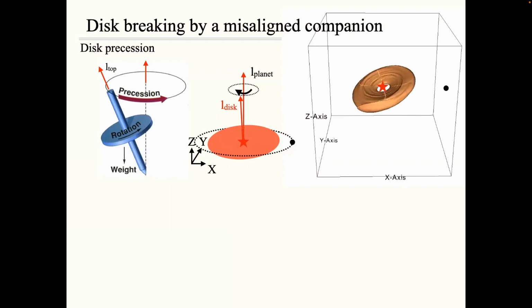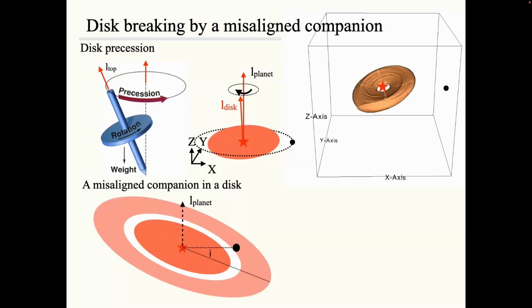So now imagine you have a disk. Initially, it's not broken and not misaligned. It's a flat disk, but you have a companion misaligned with the disk. This companion could open a very wide gap in the disk. This gap is important to stop the communication between the inner disk and the outer disk. So now the inner and outer disk do not communicate with each other, while the disk will precess by itself.